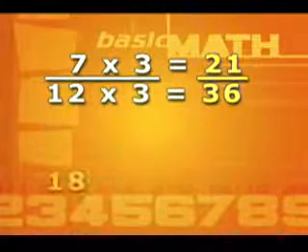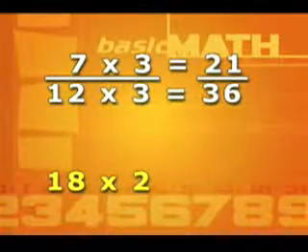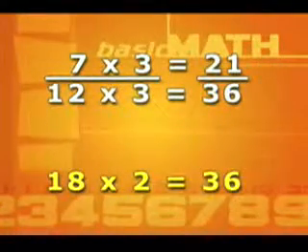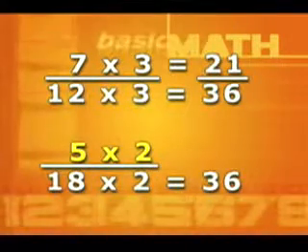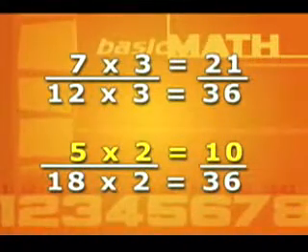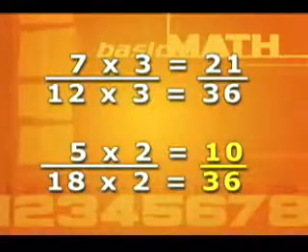Now the other fraction. The denominator is 18. We multiply 18 by 2 to get 36. We multiply the numerator by 2 also to equal 10 for our numerator. So our fraction is now 10 over 36. Now both of our denominators are the same. We haven't changed the value of either fraction, just altered them so the denominators are the same.